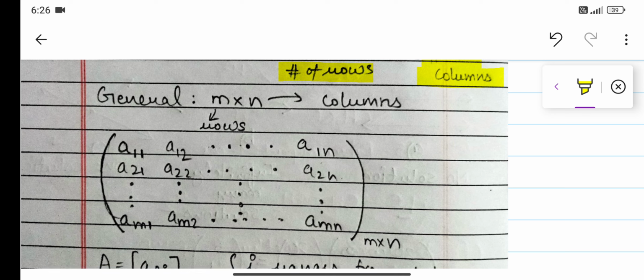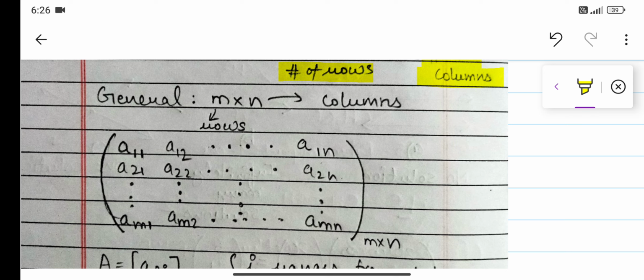So a general matrix representation can be written like this, where there are m rows and n columns. And here in the subscript we have written 1 1, 1 2. So it tells about the position of that element in the matrix. An element marked with A11 tells that it is in the first row and the first column, and the element common to both the first column and the first row is A11.